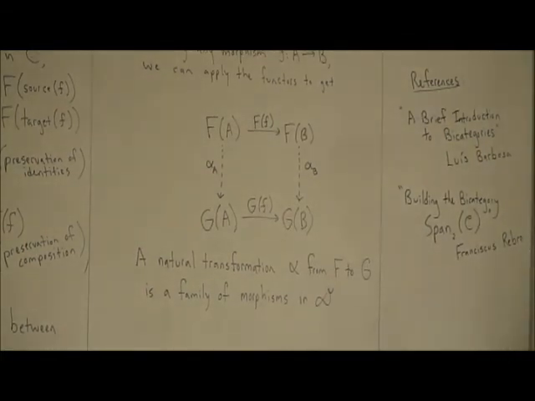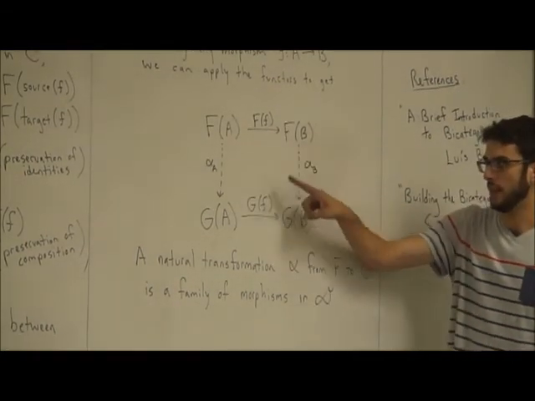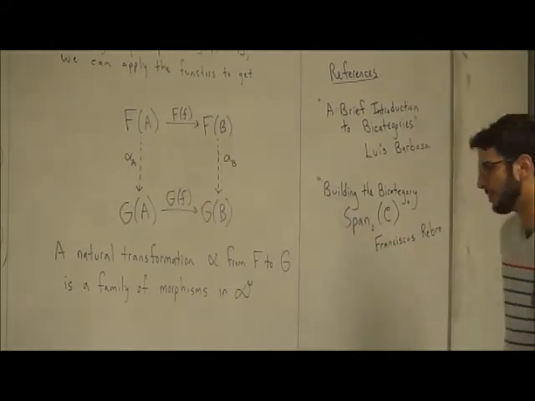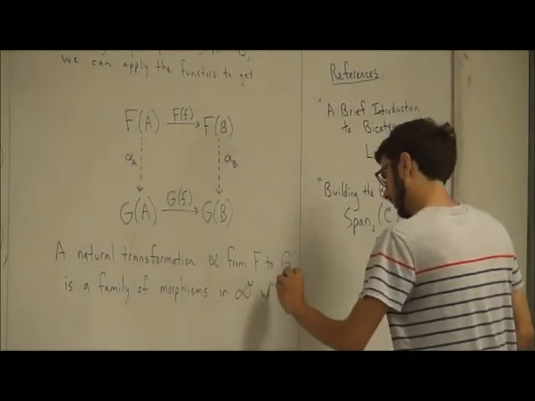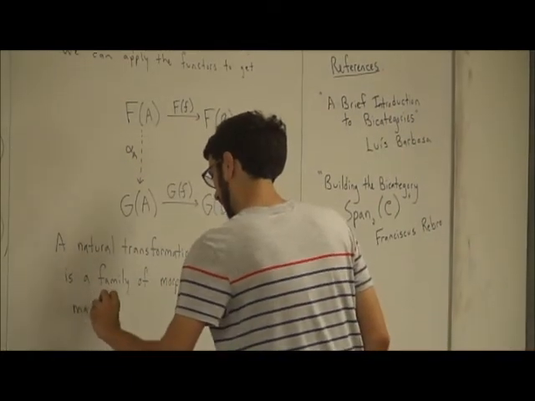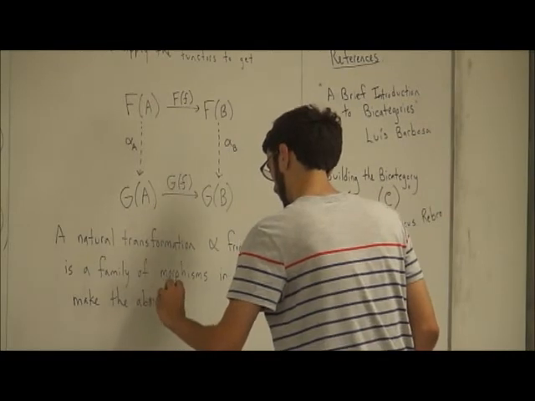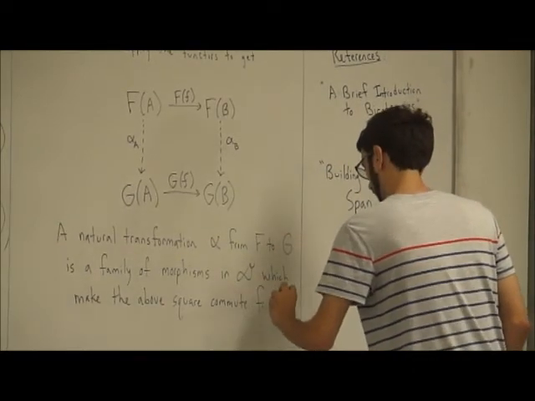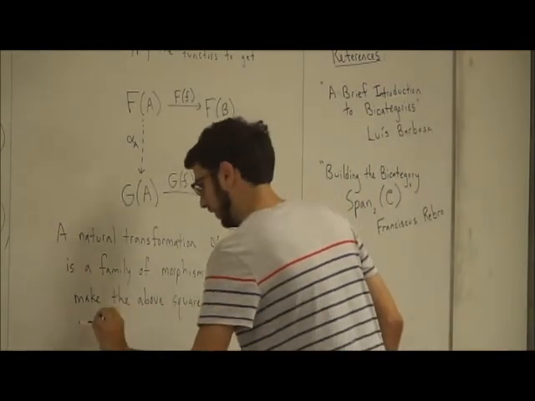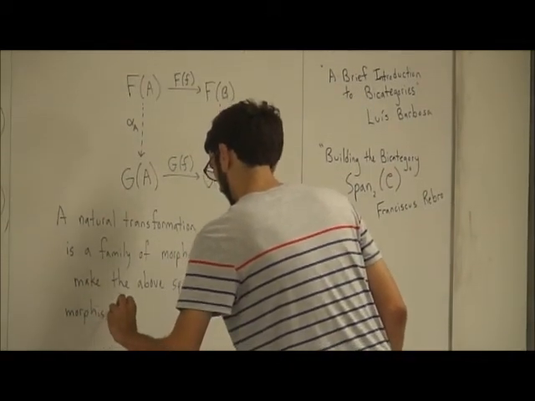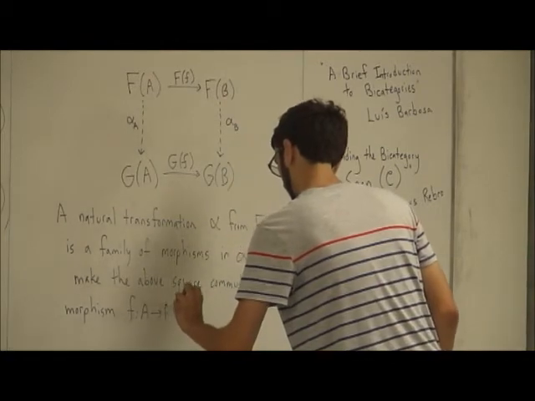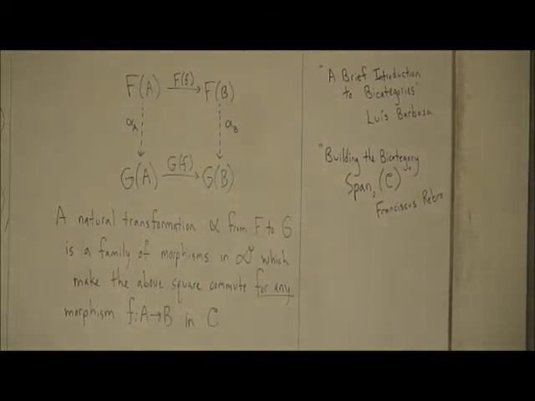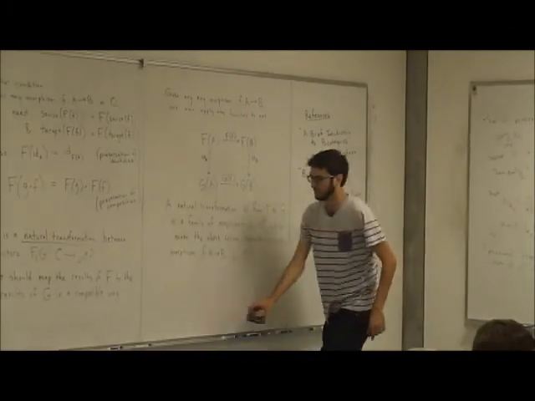So it's actually a family of morphisms in our second category. You know, all of these guys, since you've hit them with the functors, live in the target category. So these arrows are going to be in D, which make the above square commute for any morphism f. So this definition seems a little weird to everybody the first time that they see it.